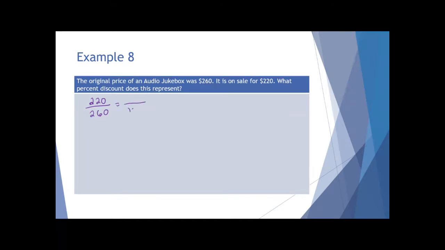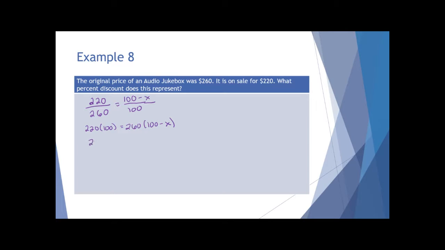The right side is always over 100. And then it's discount, so we're always subtracting the percent. So we don't know the percent, so I'm subtracting x in this case. So it's very similar to example 7, but now it's a subtraction instead of addition. So I need to cross multiply, so I have 220 times 100. And then I multiply 260 times 100 minus x.